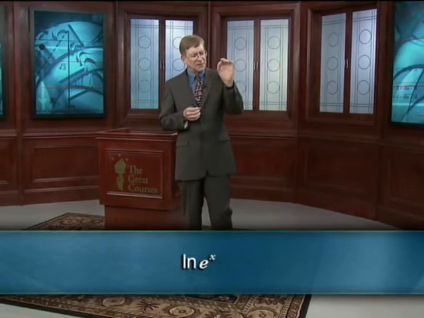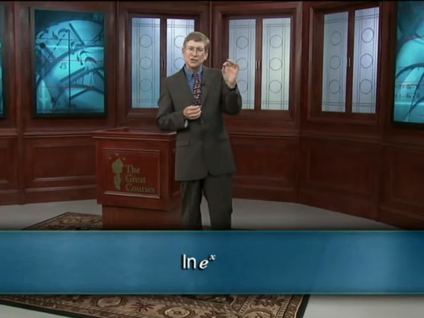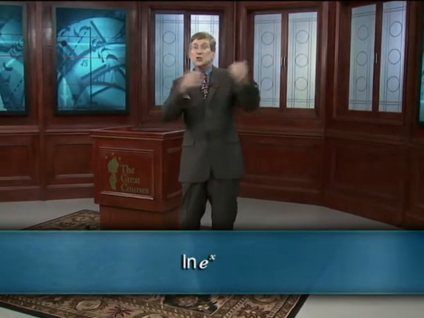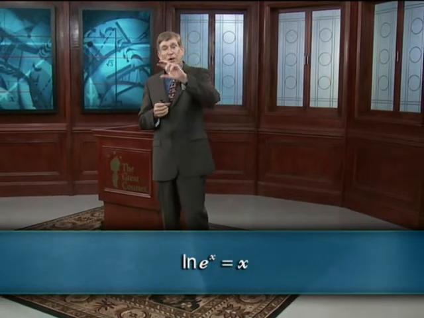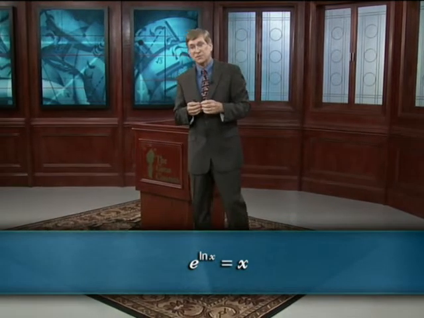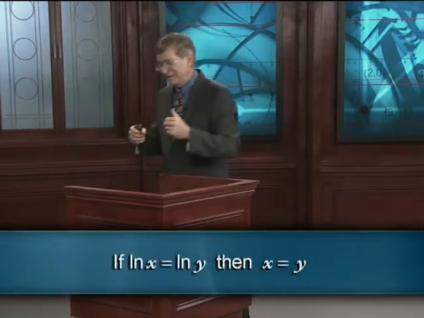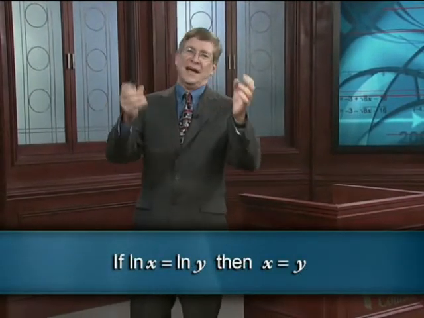Okay, let's use now some of these composition properties. What's the logarithm of e to the power x? Notice it's a composition. First we're doing e to the x, and then we're logging the result. They undo each other, and you're left with just x. And the other way around, e to the power ln x is equal to x. And finally, we have this one-to-one property. If the natural log of x equals the natural log of y, then of course x equals y.